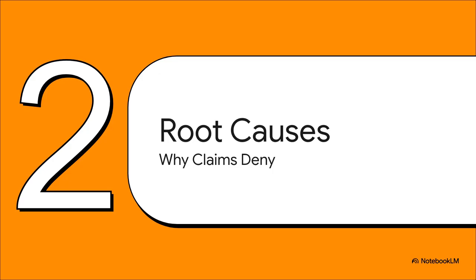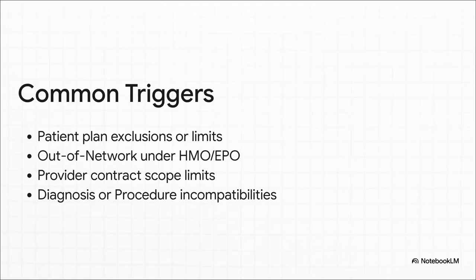Moving right along to Section 2, finding the root causes. Before we can actually treat the denial, we have to diagnose exactly why the payer categorized the service as non-covered in the first place. There are a few pretty standard triggers for a 96 denial. For patients, their specific plan might strictly exclude certain procedures. Think things like cosmetic surgery or experimental treatments. Another really common trigger: out-of-network services. If a patient has an HMO or EPO plan, those plans typically do not cover out-of-network benefits at all, and boom, that leads straight to a PR96.